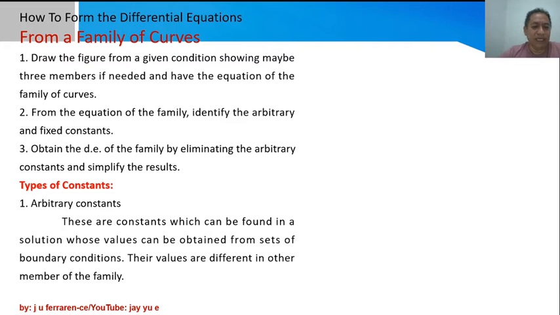First is the arbitrary constant. These are constants which can be found in a solution whose values can be obtained from sets of boundary conditions. Their values are different in members of the family of curves. So this constant will be eliminated. In the differential equation form, this constant will not be present anymore.